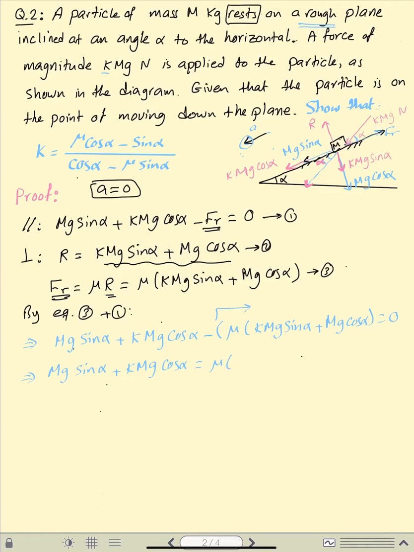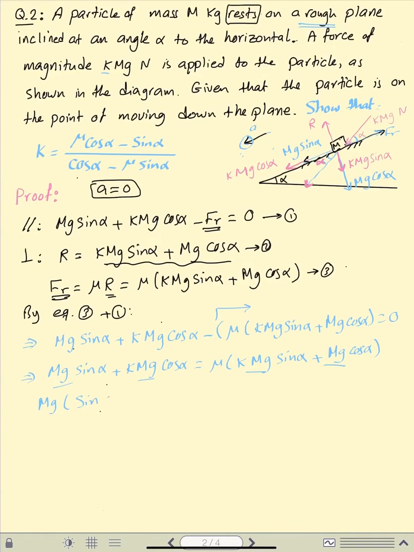mu times k mg sine alpha plus mg cosine alpha. Now we can notice that to make this problem easier for us, mg is a common factor. So factorize both sides for mg. So mg is a common factor on the left hand side.